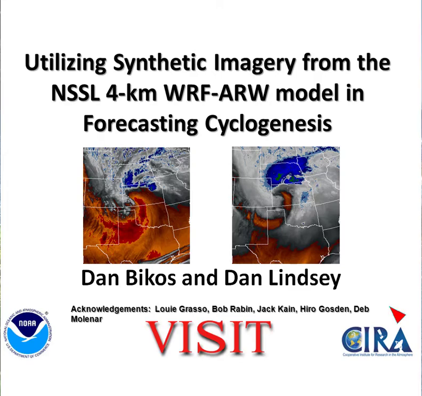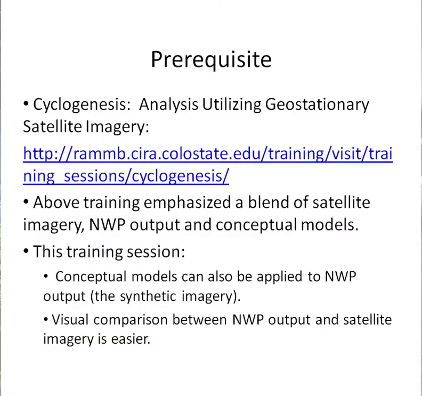This training session is part of a series that focuses on applications of synthetic imagery from the NSSL 4-Kilometer WRF ARW Model. In this training session, we'll consider applications of the synthetic imagery towards forecasting cyclogenesis. The main goal of this training session is to build on concepts from the previous VISIT cyclogenesis session, and for that reason I'm listing it as a prerequisite here.